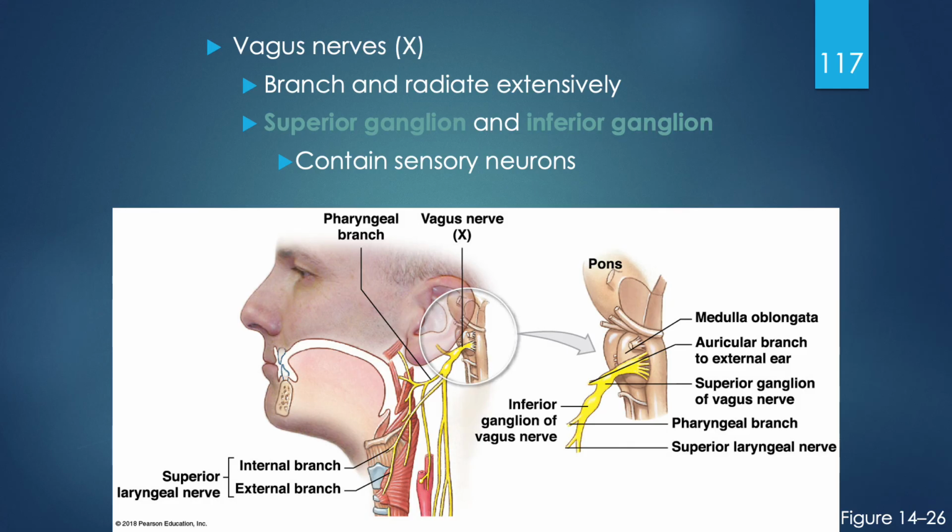When I discuss the vagus nerve as a wanderer, it is because it branches and radiates extensively. So the superior ganglion and the inferior ganglion are those which both contain sensory neurons. So figure 14-26 shows you what that looks like. So you can see the superior ganglion of the vagus nerve as well as the inferior ganglion of the vagus nerve zoomed in on at the right, and then at the left image you can see what it looks like more in relationship to the face and neck.